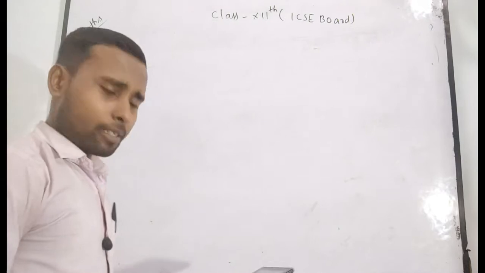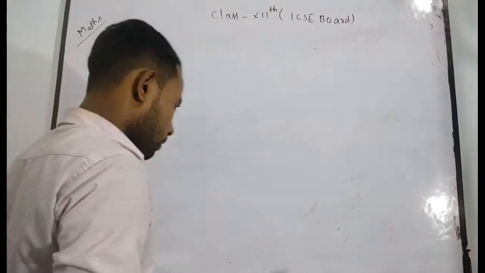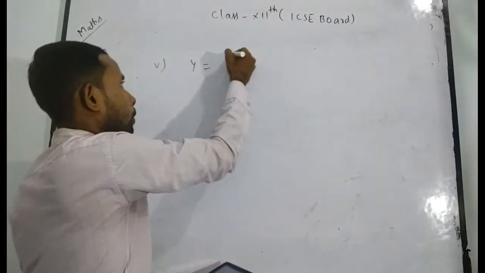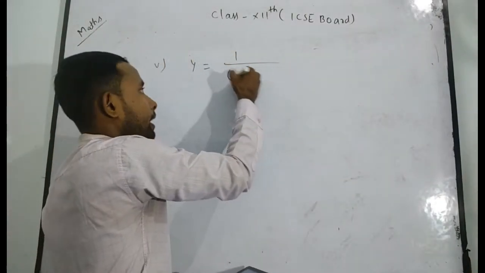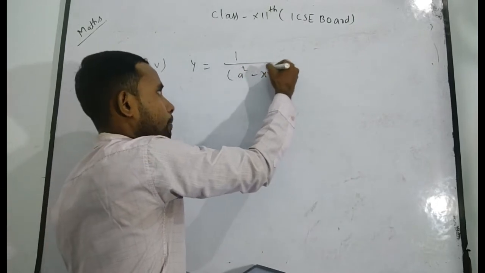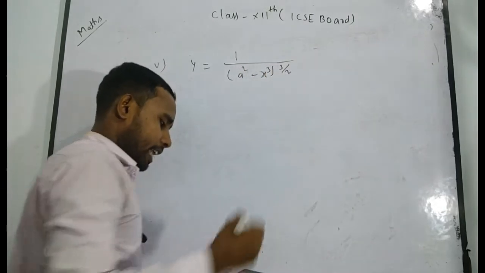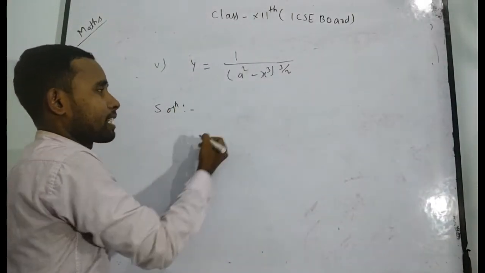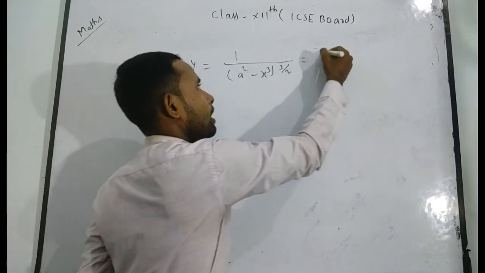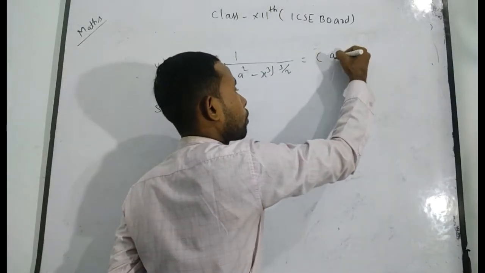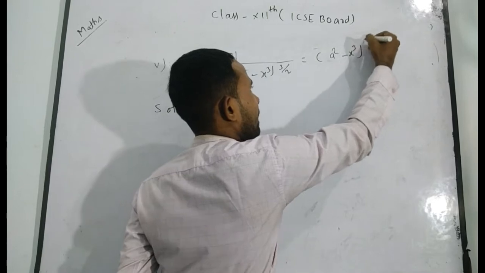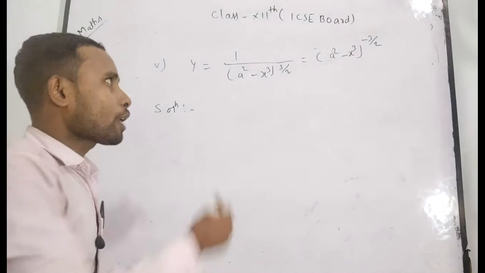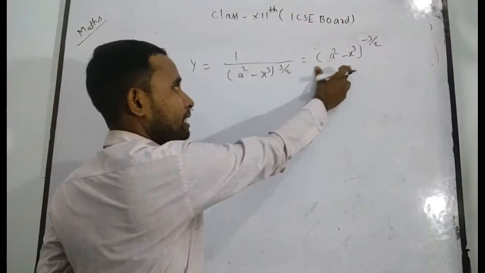Next problem will be here: y is equal to 1 upon a square minus x to the power 3 whole to the power 3 by 2. Can you differentiate with respect to x directly? Yes. First of all, I want to tell you, write it in this form because I have already told you in the previous class. Try to write it in this form. Can you write? Yes.